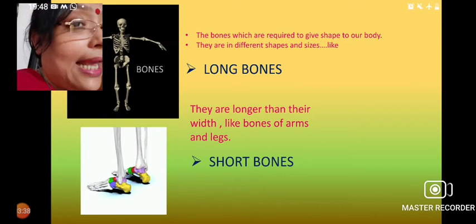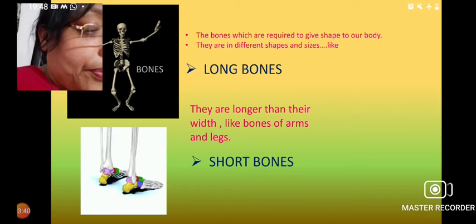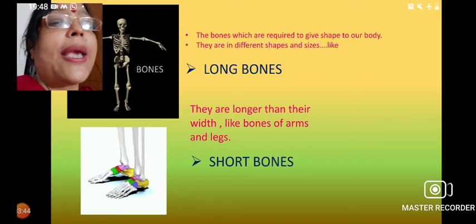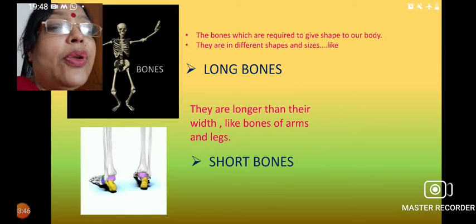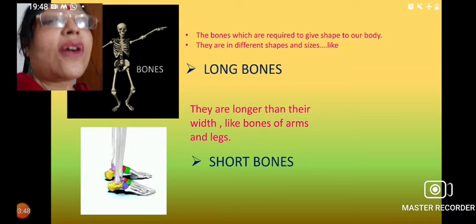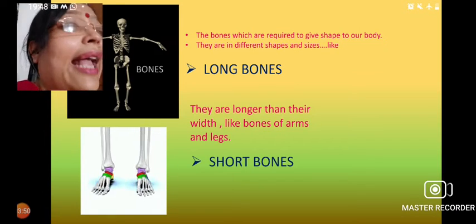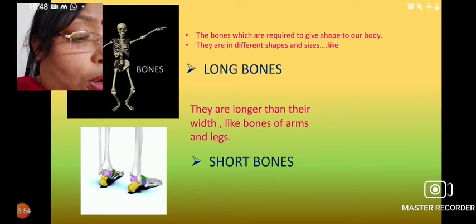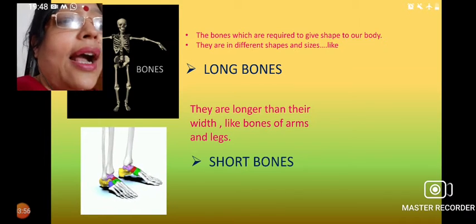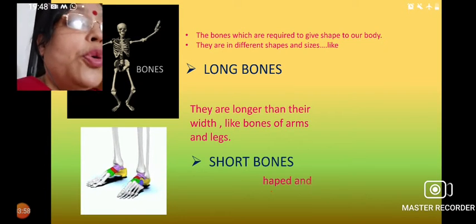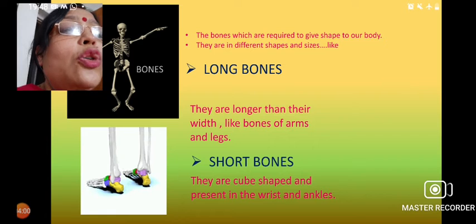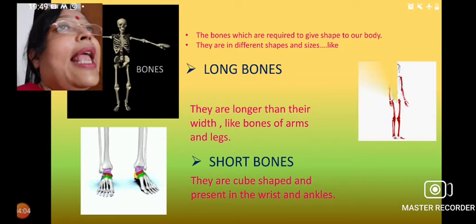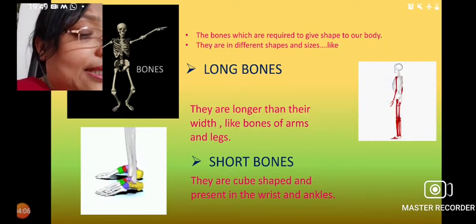The next one is the short bone. Short bones are cube shaped bones. Here in the picture you can see the bones of the ankle and also the bones of the wrist. They are cube shaped and are known as the short bones. So short bones are cube shaped bones present in the ankle as well as in the wrist region.